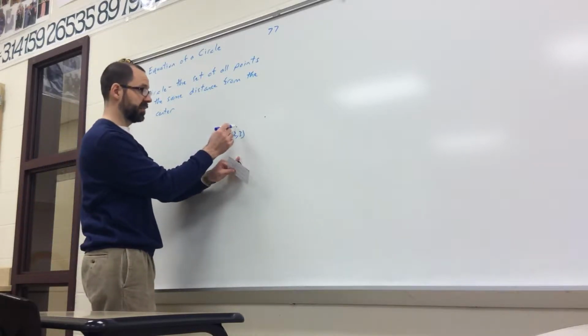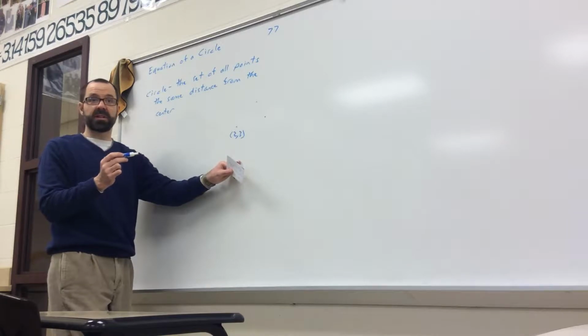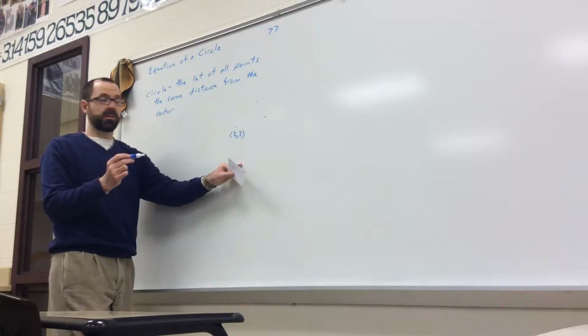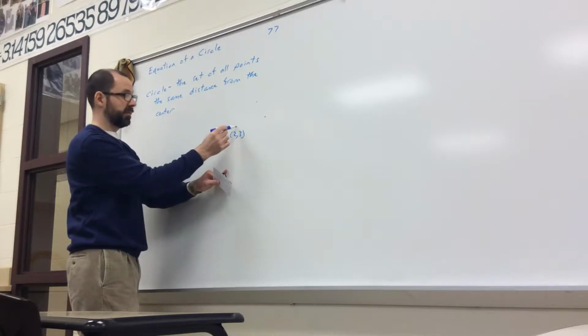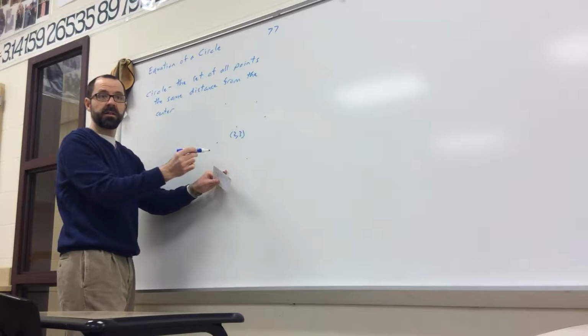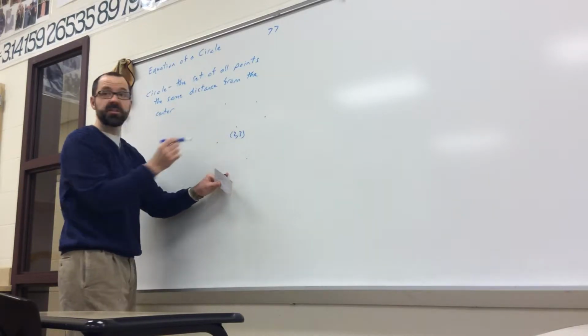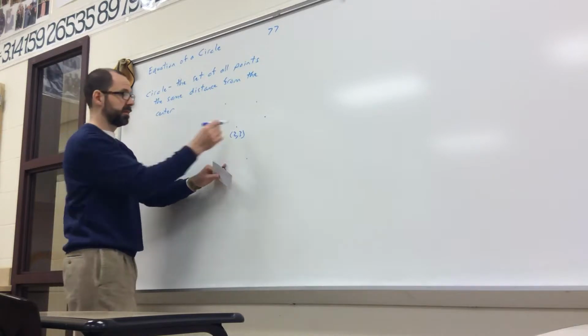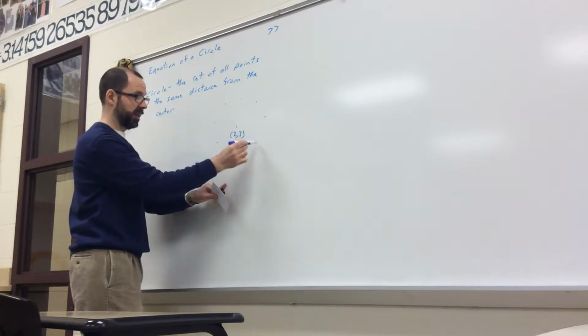And then I'm going to go 5 inches this way. And that gets me to another point that's on the circle. And I'm going to go 5 inches this way, 5 inches this way, 5 inches this way. So the circle is all of the points that are 5 inches from the center. So 5, 5, 5, 5.